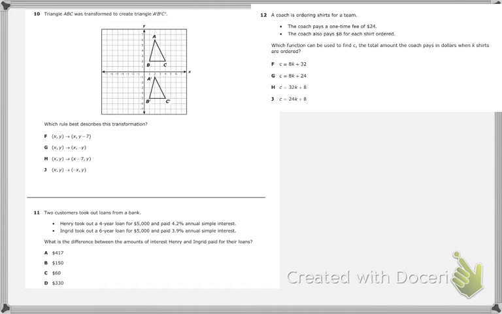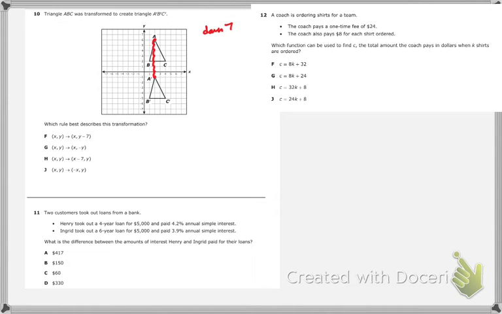Number 10, we have the triangle ABC was transformed to create triangle A', B', and C'. Which rule best describes this transformation? So here we see that it's not dilating. It's not moving to the left or right. It's moving down. Let's see how many times we're going down. So from A to A prime, we're going down 1, 2, 3, 4, 5, 6, 7.